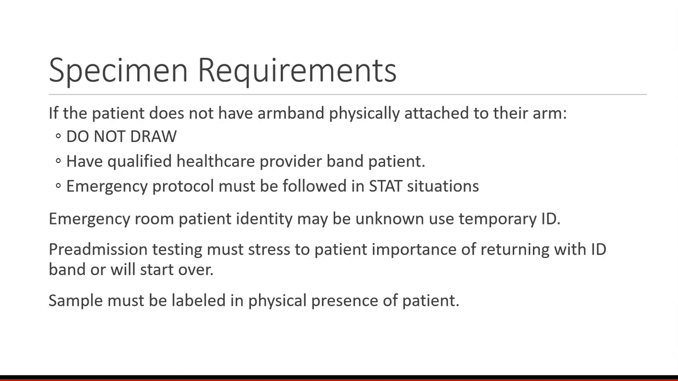In pre-admission testing, that means the patient is going to have the testing done before they're admitted to the hospital. You have to stress to the patient the importance of returning with their ID band, or we'll have to start all over. And most facilities, the large ones, will have a special blood bank armband, and that one must remain attached to the patient. And if it's not, like I said, if they're admitted and they don't have this, we'll have to start over. The sample must be labeled in the physical presence of the patient, just like any other sample. And most facilities are now moving to have the patient verify the labeling on their sample.